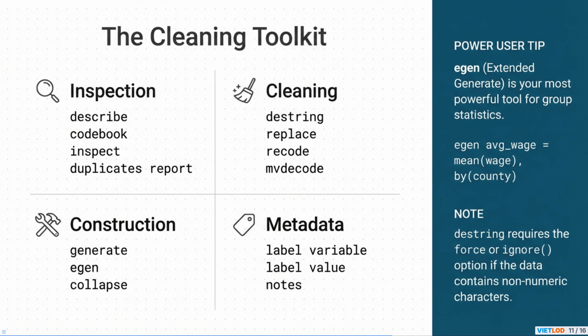For construction, we have generate to create new variables, egen, extended generate, for more advanced functions and group-based statistics, and collapse to aggregate data into summary statistics. Finally, for managing metadata, we use label variable to assign descriptive labels to variables, label values to define what numeric codes represent for categorical variables, and notes to add important information or comments about the dataset.